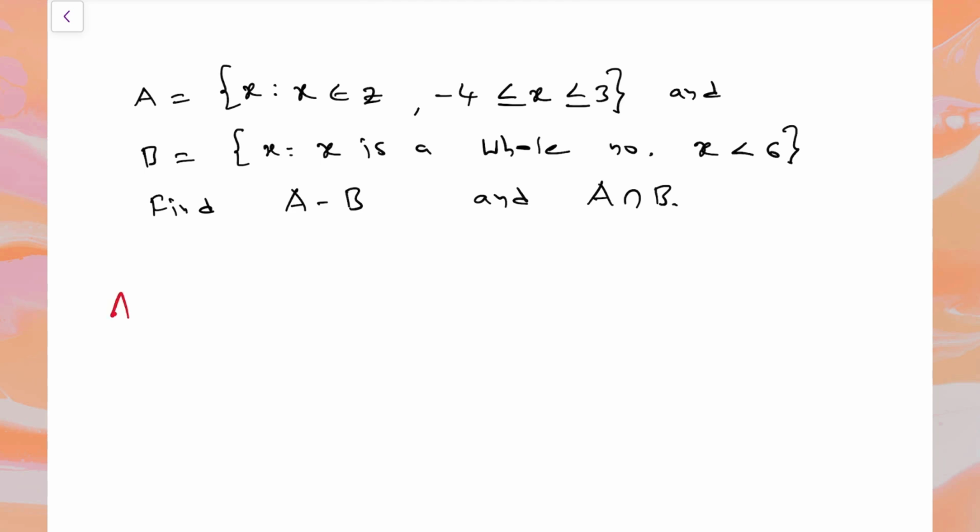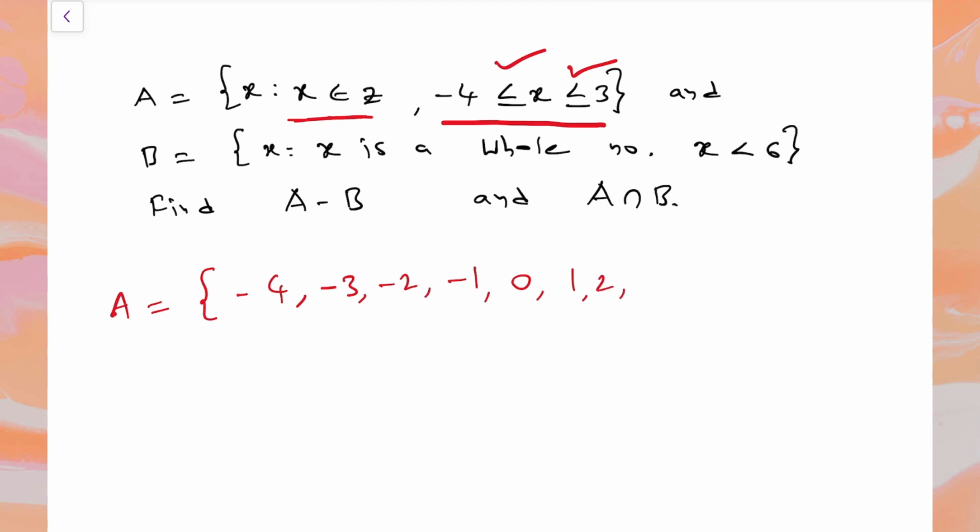So set A, x such that x belongs to integers and minus 4 less than or equal to x less than or equal to 3. Here less than or equal to is there, so we need to include minus 4 also. Here less than or equal to is there, so we need to include plus 3 also, right? So let us write all the numbers which are in between those two now. Minus 4, then minus 3, then minus 2, then minus 1, 0, 1, 2, 3. Less than or equal to symbols are there, that is the reason we are including minus 4 and plus 3 also in the set A.